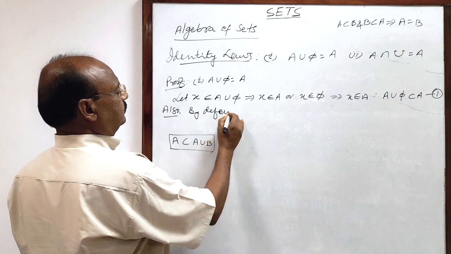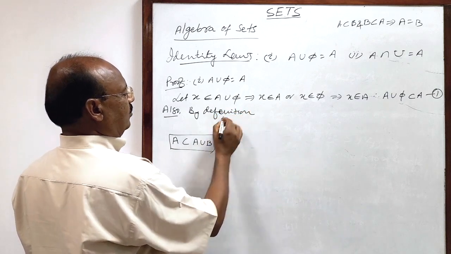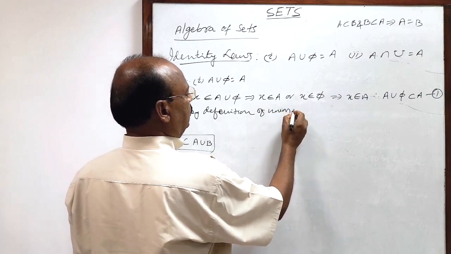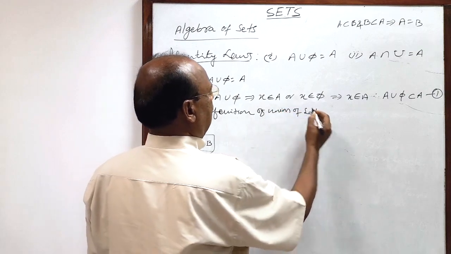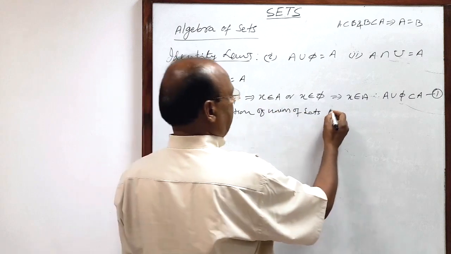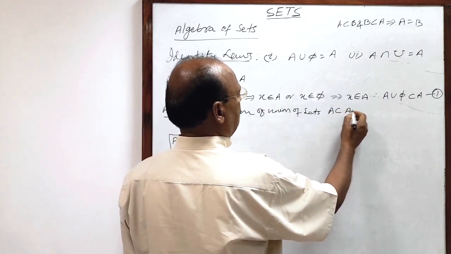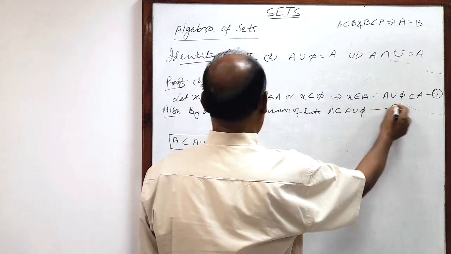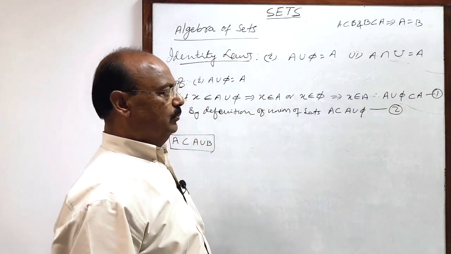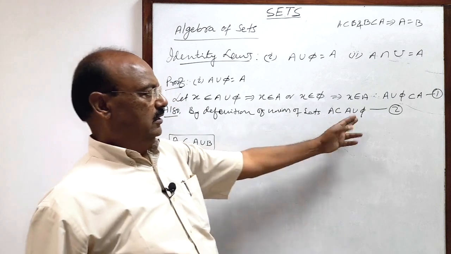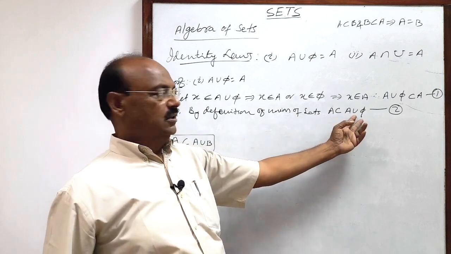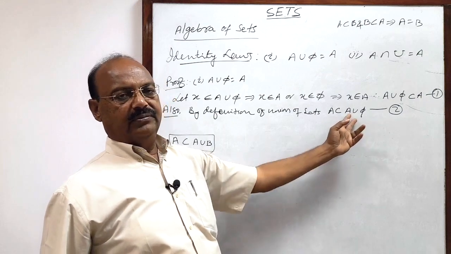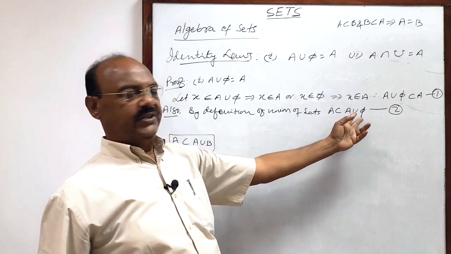definition of union of sets, we can write here that A is a subset of A union phi. Suppose this is relation number 2. Here, union of two sets. So one set is always a subset of the union of two sets here.